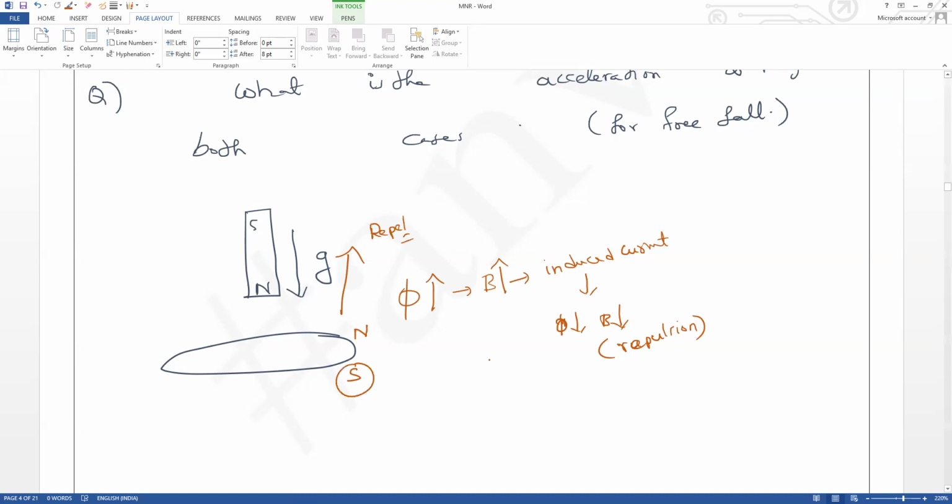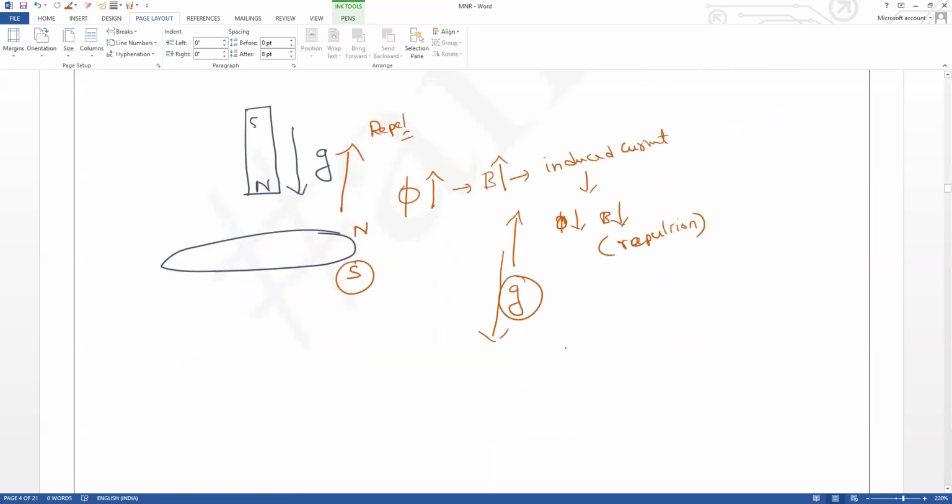Now g is acting. Imagine you are falling downwards and somebody is pushing upwards. You are coming with g and somebody is dragging you upwards. Now will your acceleration decrease or increase? Option A: a is equal to g. Option B: a is greater than g. Option C: a is less than g. Now, can you tell me?